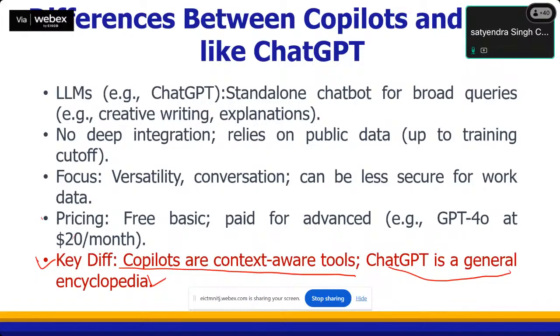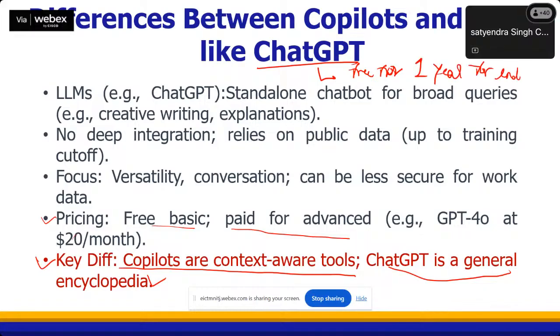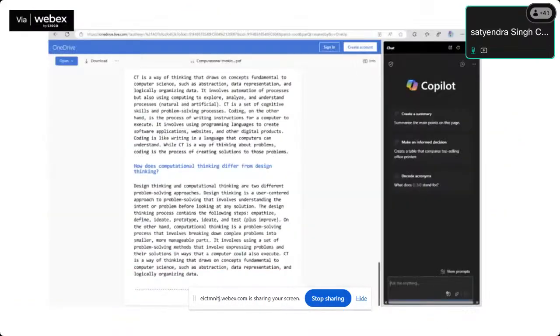There are different pricing versions, like free, basic, and paid for the advanced version if you want to use it. However, ChatGPT is free for 1 year for Indian users. It is starting from the fourth, from today only. So it is free for 1 year. It's a paid version as well. So this is one example.